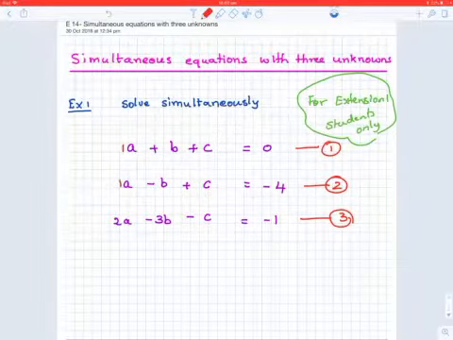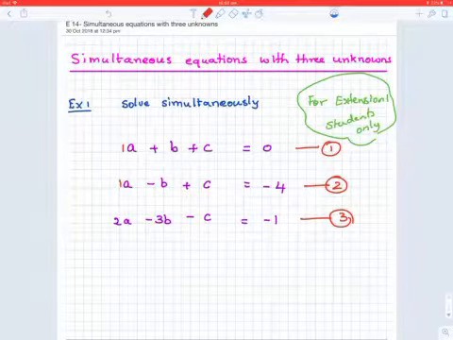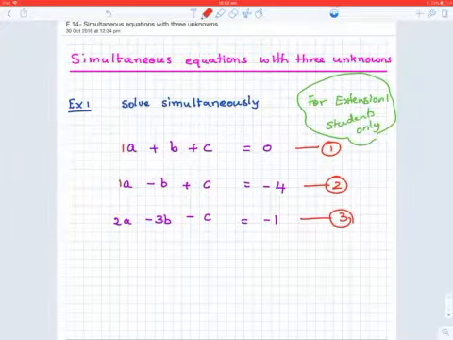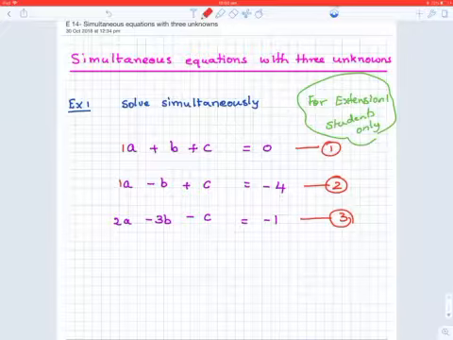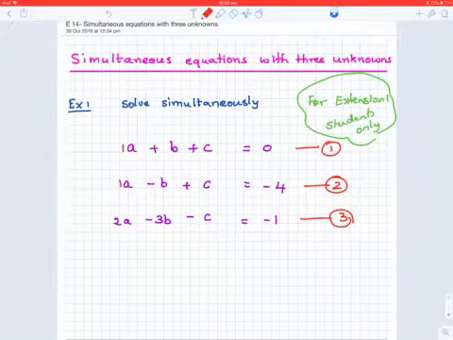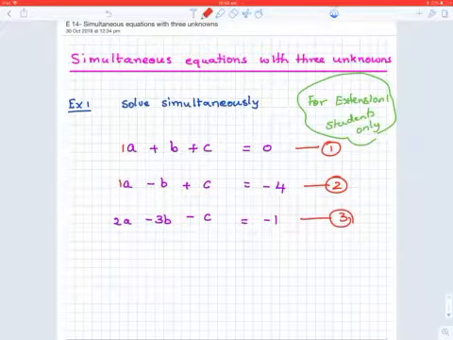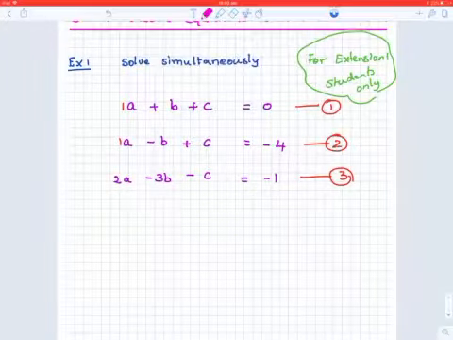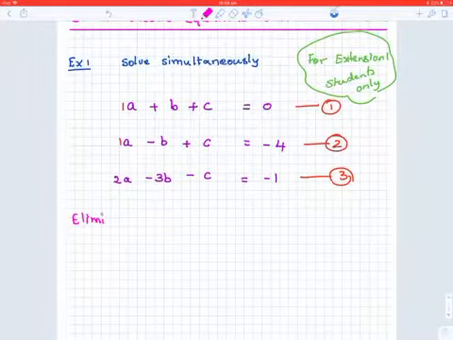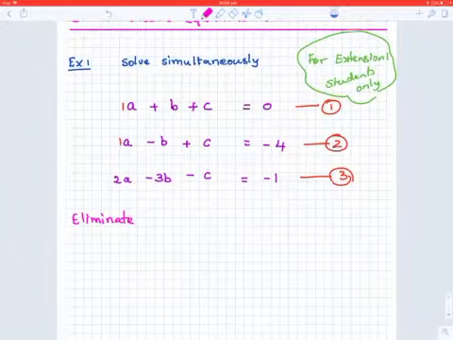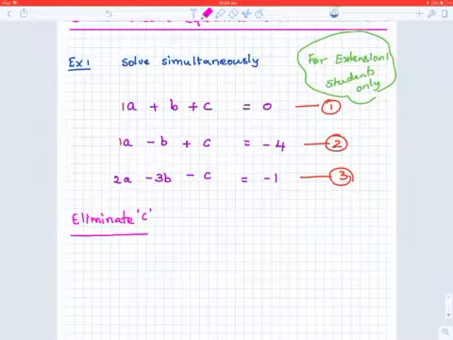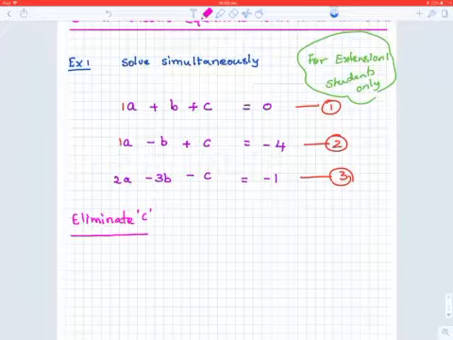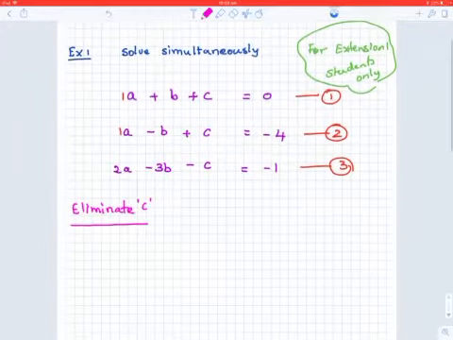When you look at the coefficients of A, the first one has 1, the second one has 1, the third one has 2. If I want to eliminate A, you can do that, but you have to do extra steps. With B, the same. Whereas for the coefficients of C, one has plus 1C, the other is also plus 1C, the third is minus C. If I combine 1 and 3, and 2 and 3, C will disappear. So that's what I'm going to choose. I'm going to eliminate C first.